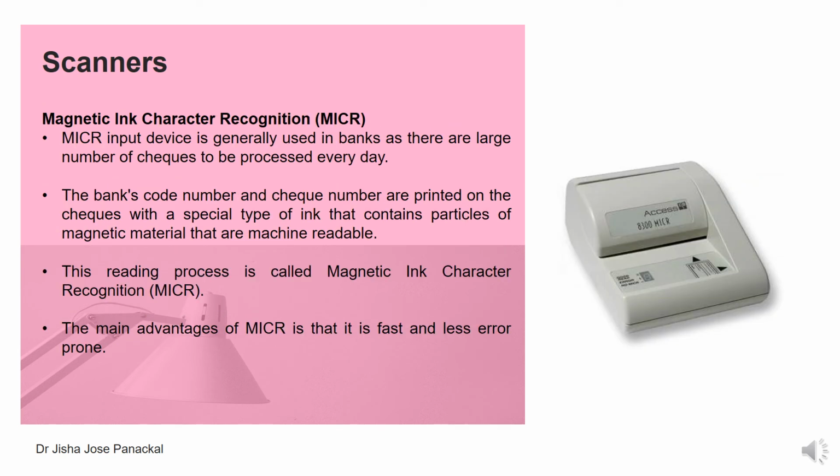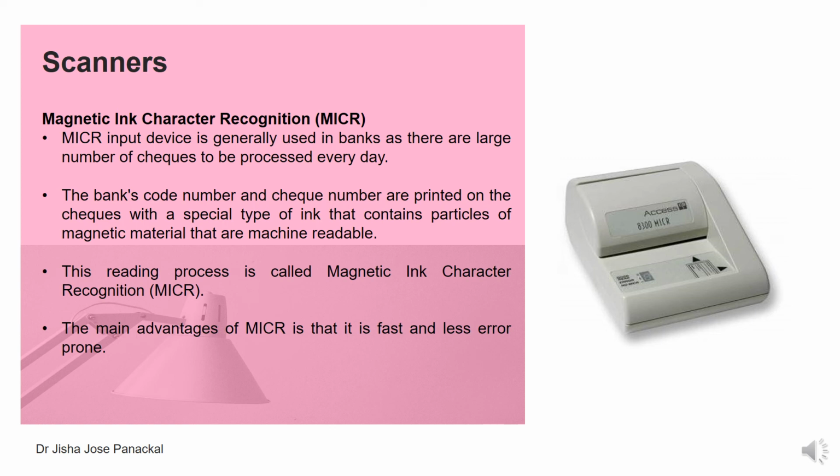The next one is magnetic ink character recognition, that is MICR. This type of input device is generally used in banks, as there are a large number of checks to be processed every day. So for processing the checks, this type of device is used. The bank's code number and check number are printed on the checks with a special type of ink that contains particles of magnetic material that are machine readable.